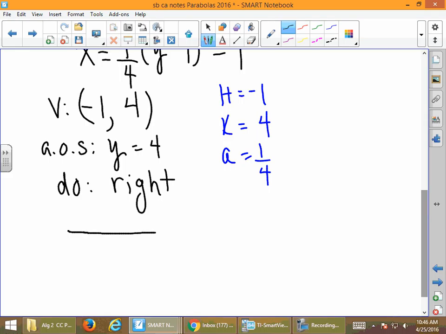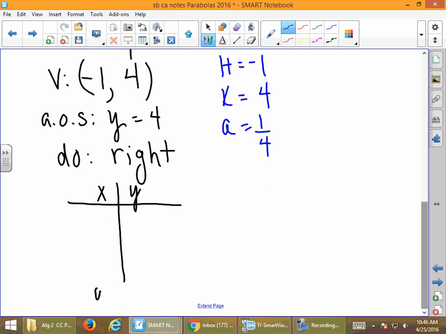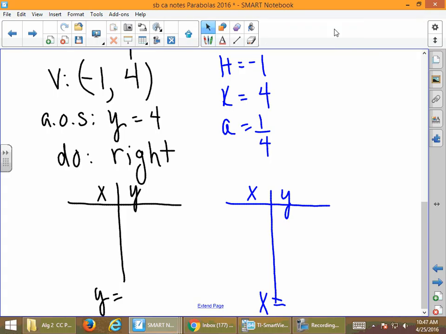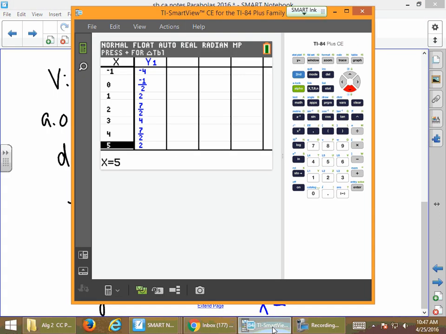And now, let's type this into our calculator, and I'm going to start with typing in the calculator the y equals format, and then we can switch back and do our x equals. And you might not have to write the table down. It's just something that I find helpful.